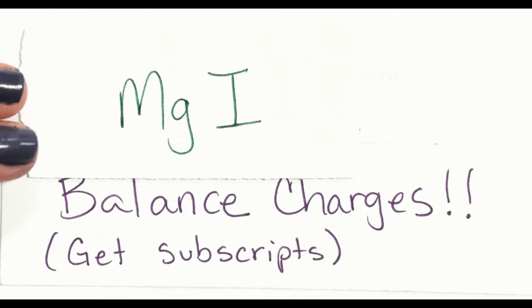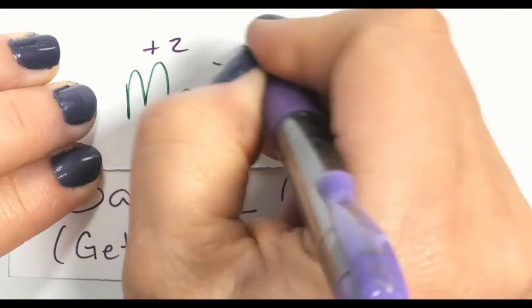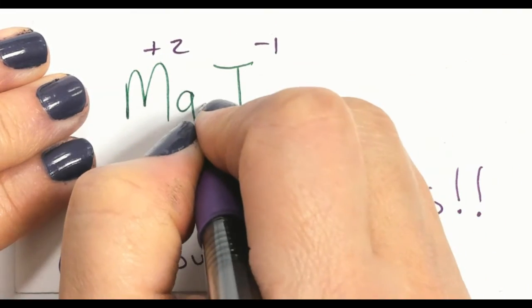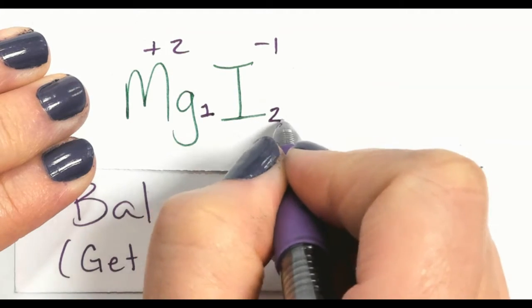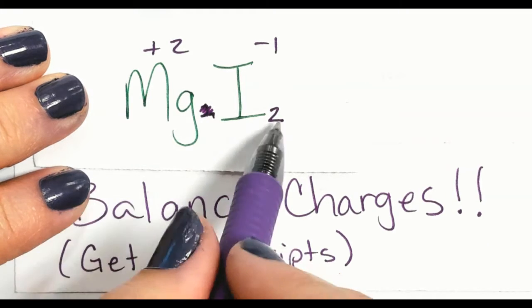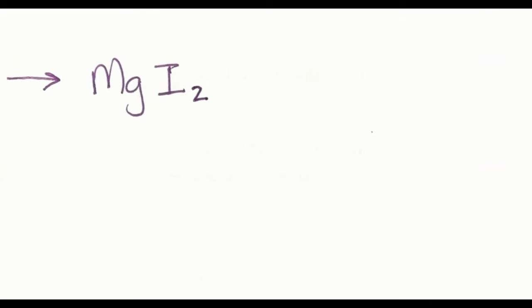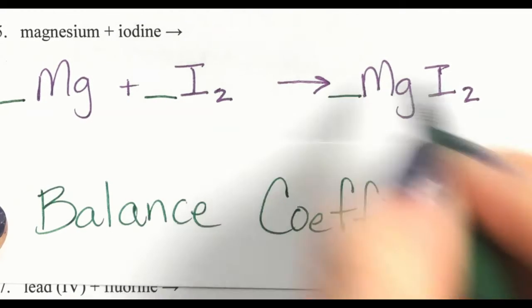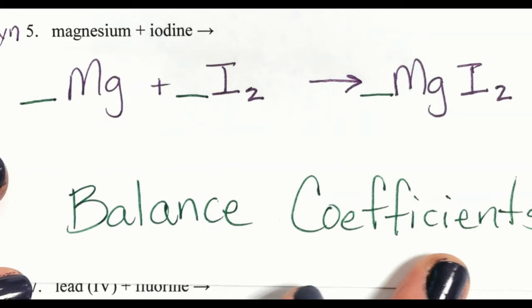I wrote MgI somewhere else, and magnesium has a charge of +2, and iodide has a charge of -1. So we have +2 versus -1, and we want to crisscross those. So this is going to give magnesium a subscript of 1, and that gives iodide a subscript of 2. Remember, we don't actually write subscripts of 1, so it's going to be MgI2, and now I've balanced my charges. Finally, we need to balance our coefficients, so I'm going to put a blank in front of each of these, and let's determine what the coefficients are.